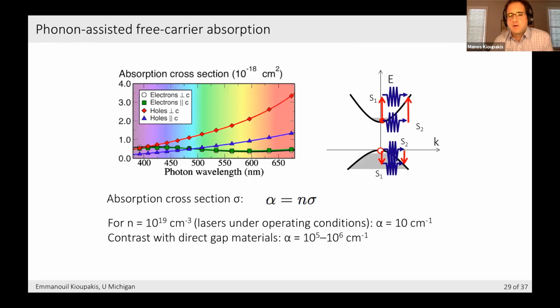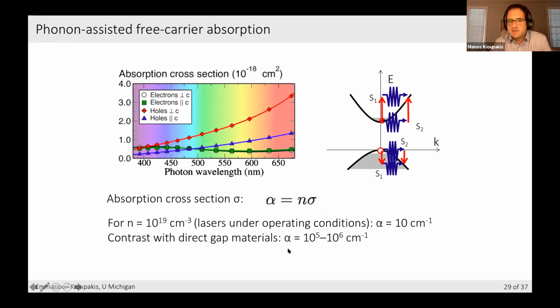Okay. Long story short, here are the results for gallium nitride. The absorption probability is, of course, proportional to the number of free carriers that you have. So the more electrons there are, the more absorbing the material will be. And the proportionality constant is called the absorption cross-section. Okay, it has units of area and magnitudes of this scale. So for 10^19 carriers, let's say, that's typical for lasers under typical operating conditions, you find an absorption coefficient on the order of 10 inverse centimeters.